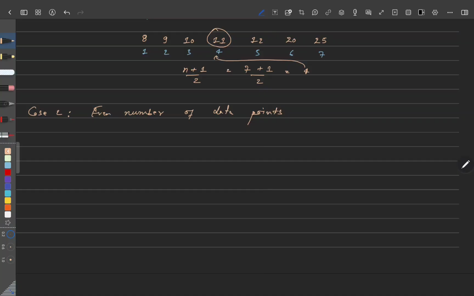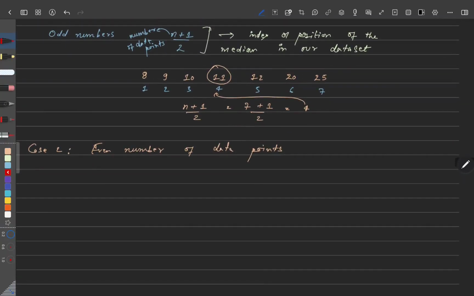So this is the data points: 10, 9, 11, 8, 12, 20, 25, 9. Now let us sort these numbers before we proceed. So we have 8, 9, 9, 10, 11, 12, 20, 25.